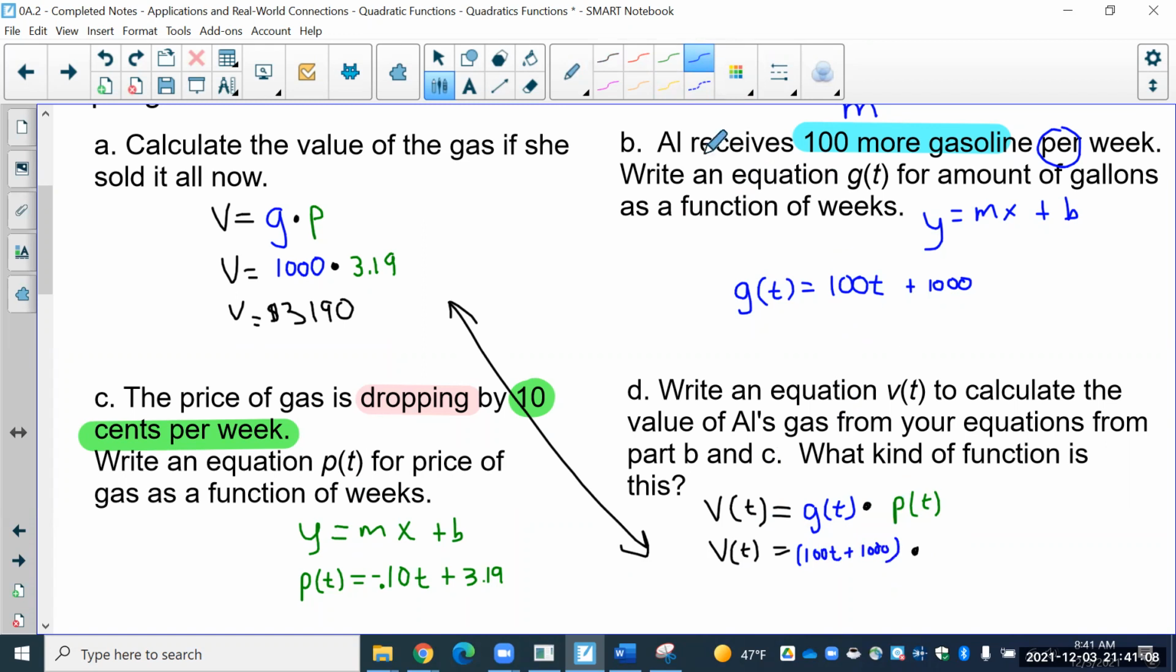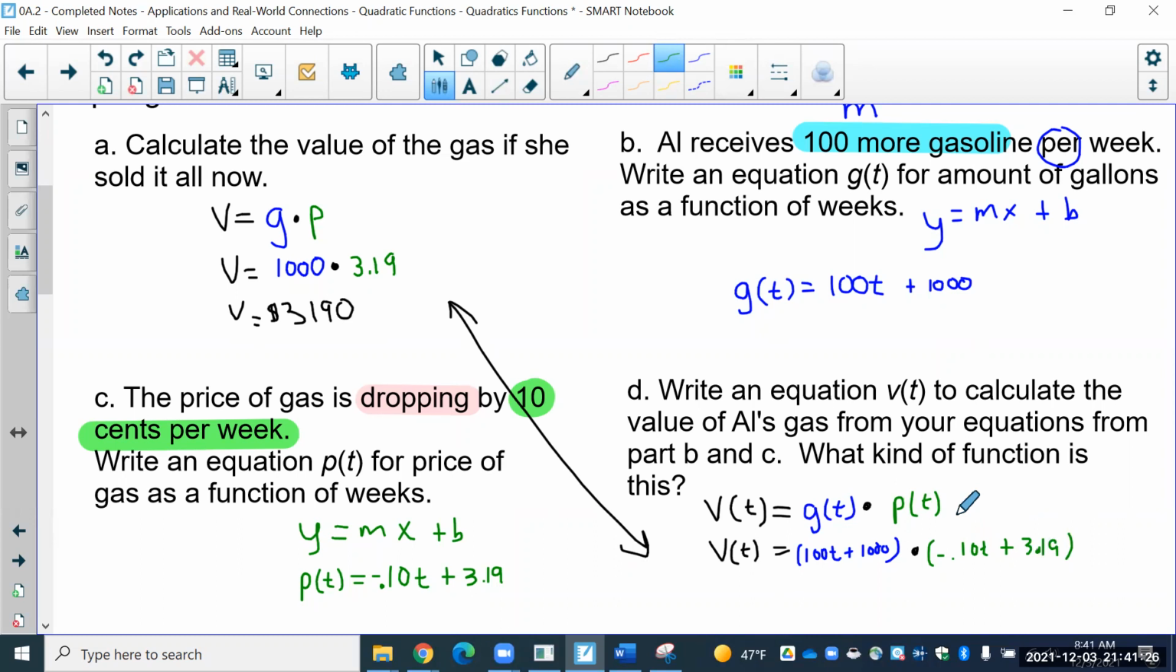G of T we did here, times P of T, which is negative 0.10T plus $3.19. And that is a quadratic. It doesn't look like one now, but once we multiply it together, it is a quadratic because it has 2 t's, and t times t is t squared.